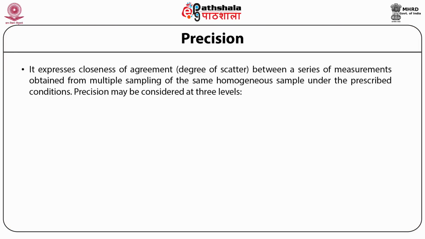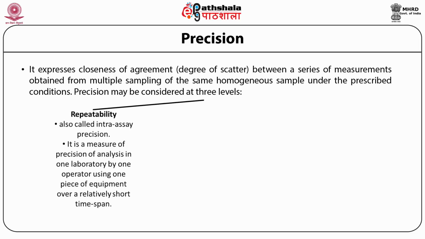Precision. Precision expresses closeness of agreement or a degree of scatter between a series of measurements obtained from multiple sampling of the same homogeneous sample under the prescribed conditions. Precision may be considered at three levels: repeatability, intermediate precision, and reproducibility. Repeatability is also referred to as an intra-assay precision. It is the measure of precision of analysis in one laboratory by one analyst using one piece of equipment over a relatively short span of time.